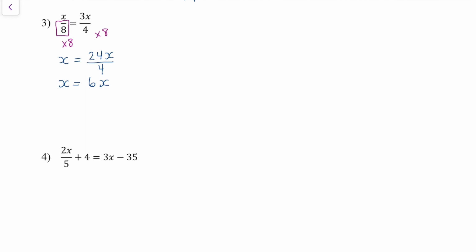And now I can try and get rid of an x on one side. I'm going to keep the x on the right-hand side because it's a higher positive x. So I'm going to subtract x. And so I end up with 0 equals 5x. And now I can divide by 5. And I end up with 0 equals x.